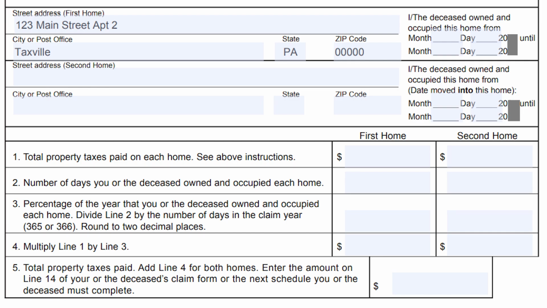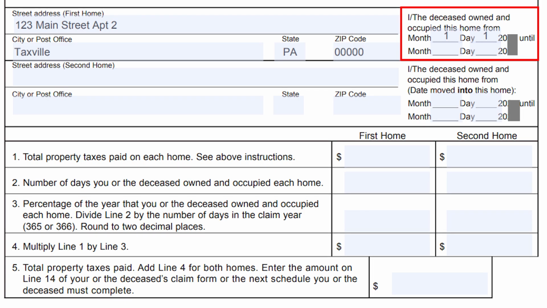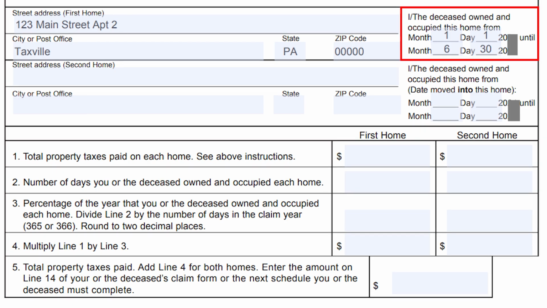Next, fill in the address of the applicant's first home. Include the street, city, state, and zip code. Then, to the right of the address, list the dates of when the applicant occupied the home by providing the first and last day they lived at that address. For example, if the applicant lived at that address from the beginning of January through the end of June, you would enter month 1, day 1, and month 6, day 30.